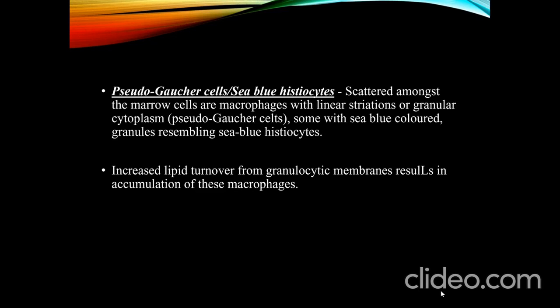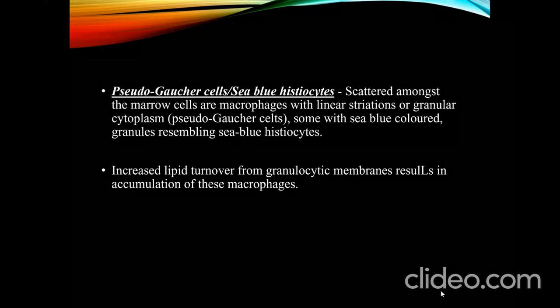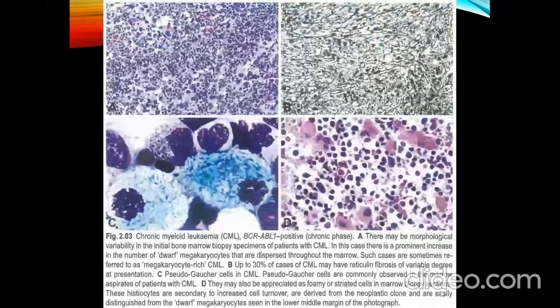Another thing we need to consider is pseudo-Gaucher cells or sea-blue histiocytes. Scattered amongst the marrow cells are macrophages with linear striations or granular cytoplasm, which are known as pseudo-Gaucher cells. Some have sea-blue colored granules resembling sea-blue histiocytes. Increased lipid turnover from granulocytic membranes results in accumulation of these macrophages.